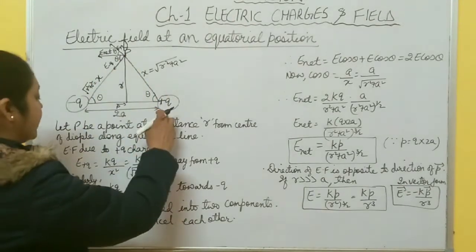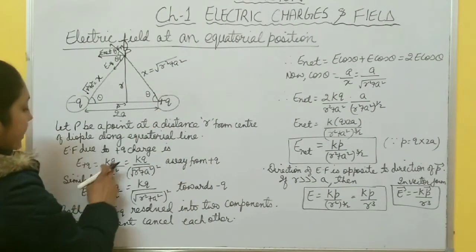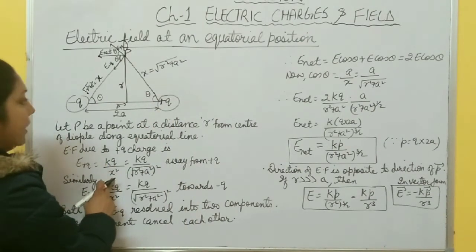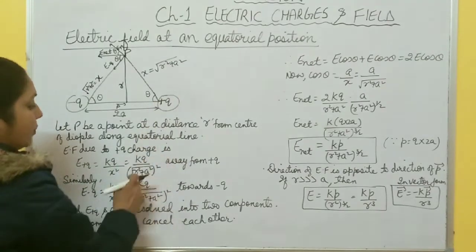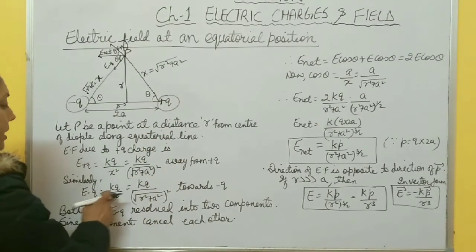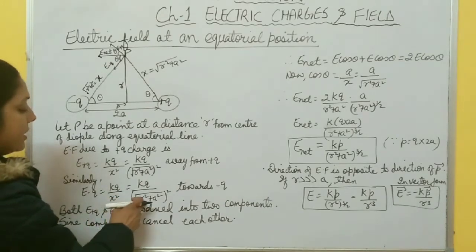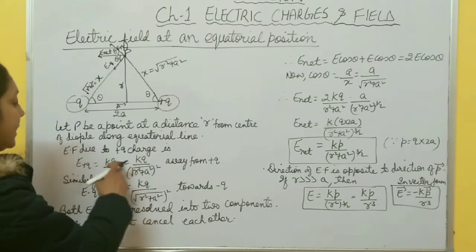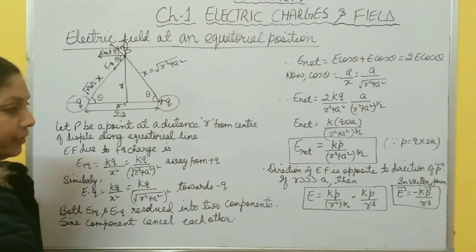So due to plus q charge, electric field is kq by x square. X means under root r square plus a square, right? And again due to minus q charge, again kq by x square. X is under root r square plus a square. But direction of the two fields is different, right?